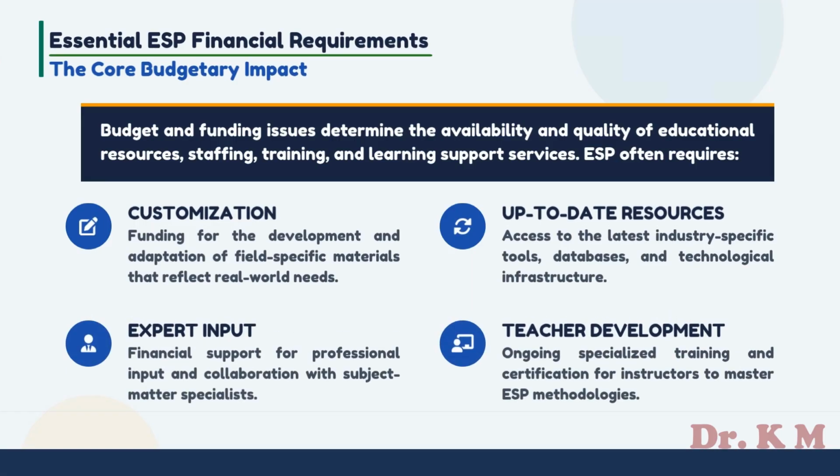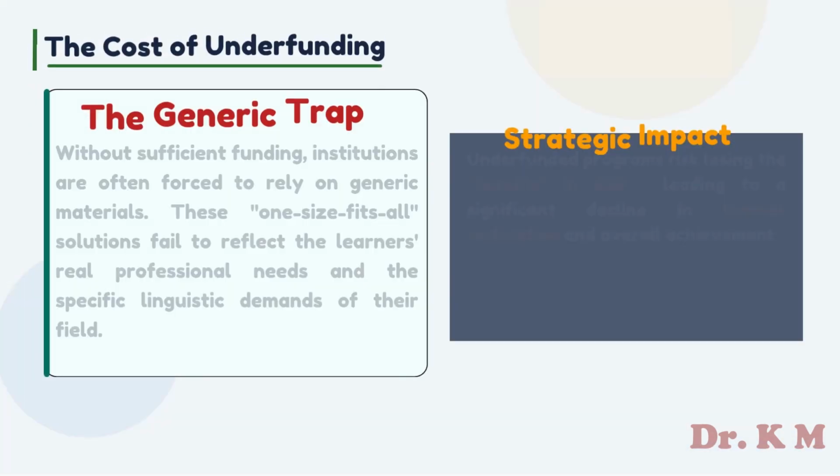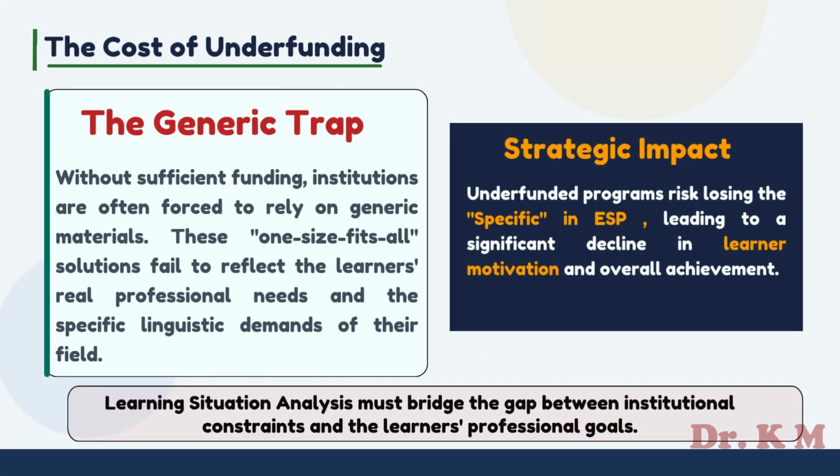Financial constraints. Budget and funding issues determine the availability and quality of educational resources, staffing, training, and learning support services. ESP often requires customized materials, up-to-date resources, professional input from subject specialists, and teacher training. Without sufficient funding, institutions may rely on generic materials that do not reflect the learner's real needs. So, financial constraints are not just administrative problems, they directly shape learning quality.